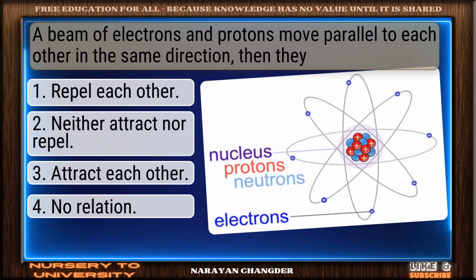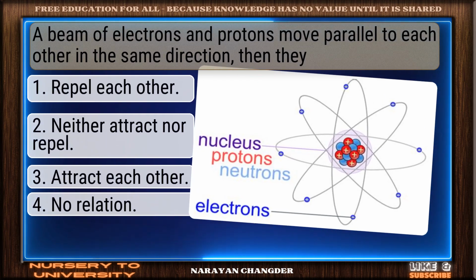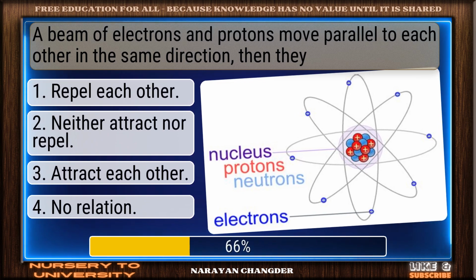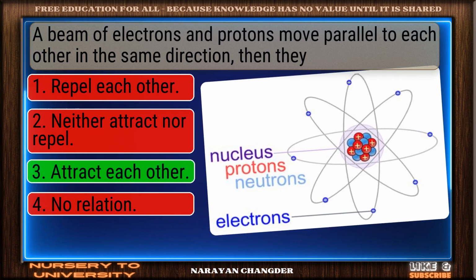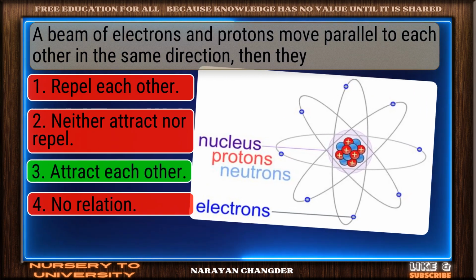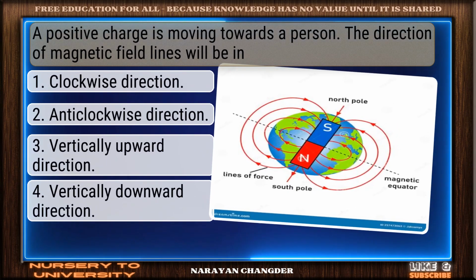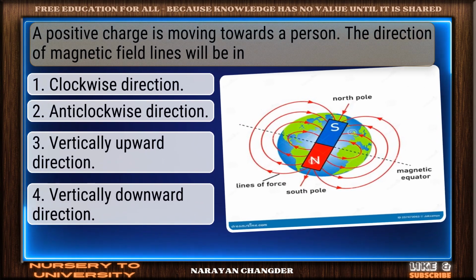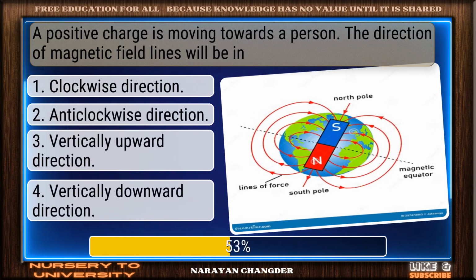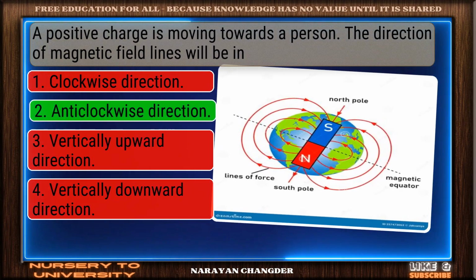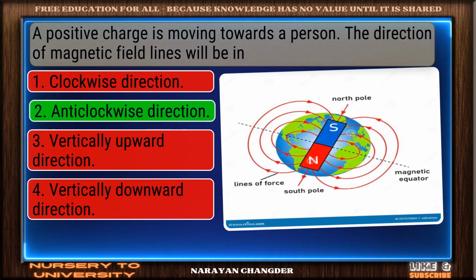A beam of electrons and protons move parallel to each other in the same direction, then they. Great thinking. Attract each other is right. A positive charge is moving towards a person. The direction of magnetic field lines will be in. Nice selection. Anti-clockwise direction is correct.